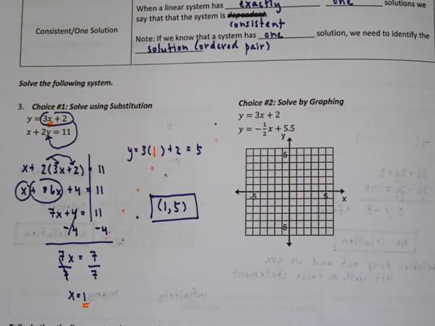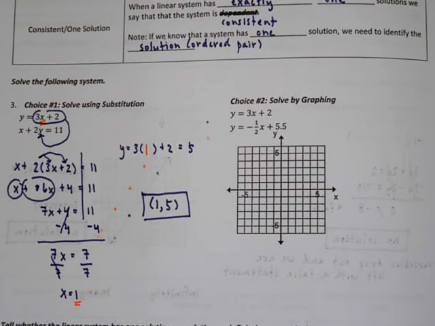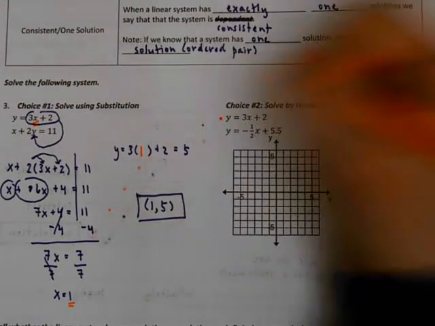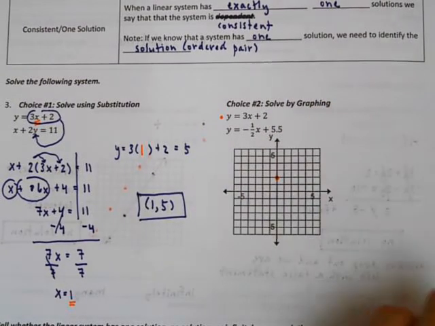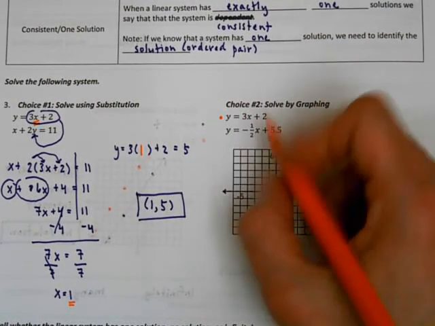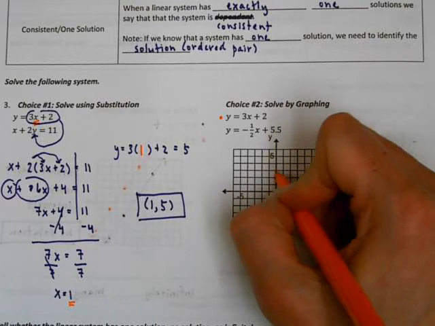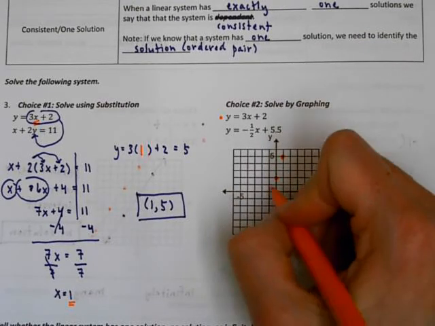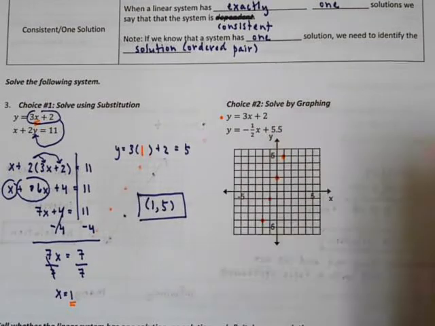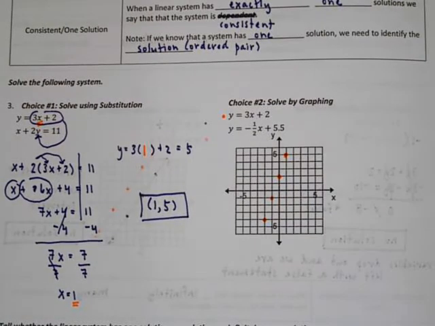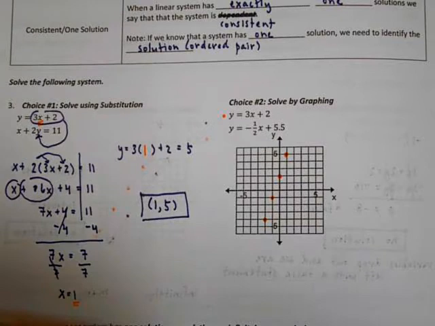All right, and then we can do the same thing by graphing. So quickly here, my first line, I have y equals 3x plus 2, which tells me my y-intercept is 2. My slope is 3 over 1, so I'm going to rise 3 and run 1. And I'm going to plot a bunch of points so it'll make it easier for me to identify the solution later.